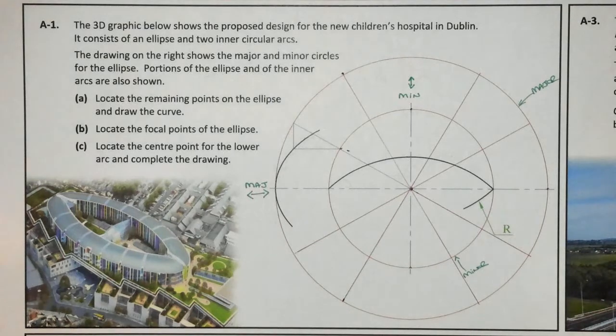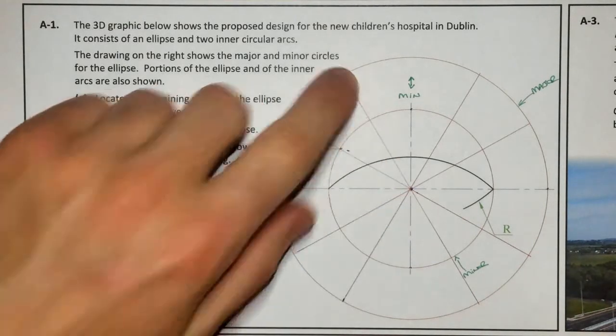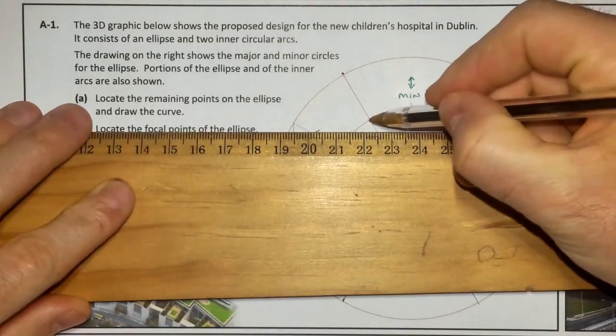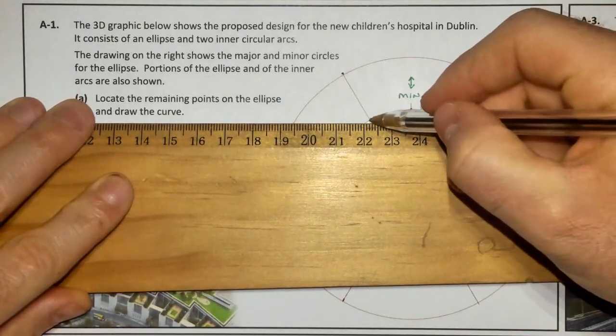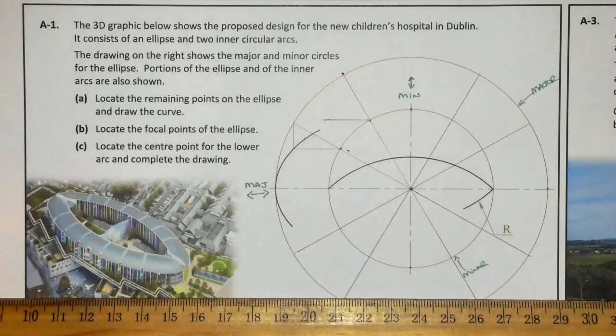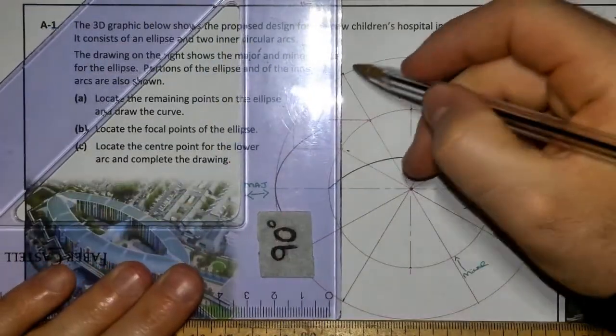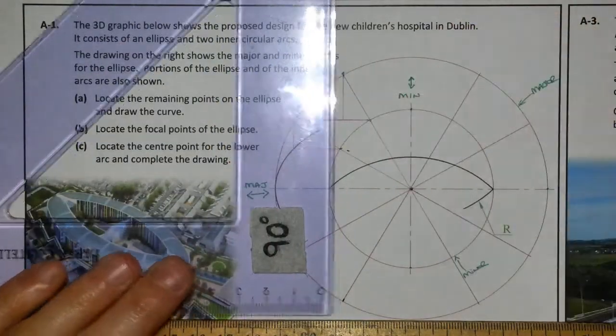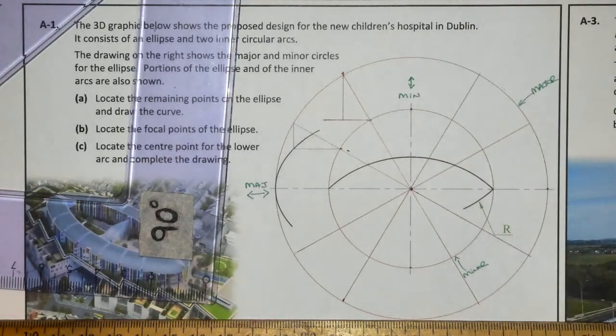So likewise, we do the exact same for the other points. So take this 60 degree line for example. Where it cuts the minor circle, I'm going to go parallel to my major axis. So in this case I'm going to go left, and where it cuts the major circle, I'm going to go parallel to my minor axis. That helps me identify another point.